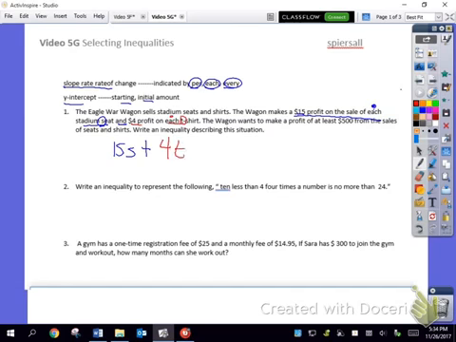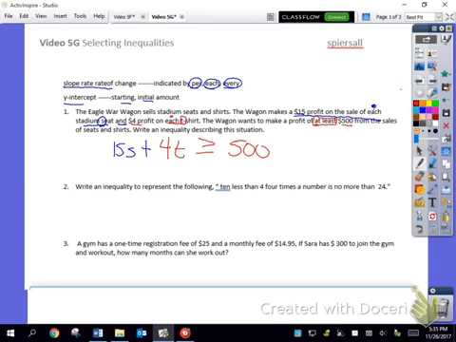The wagon wants to make a profit of at least 500. So look at the top, I put each of the inequalities with the phrases that go with them. At least is the greater than or equal to 500, okay, and that would be your inequality.